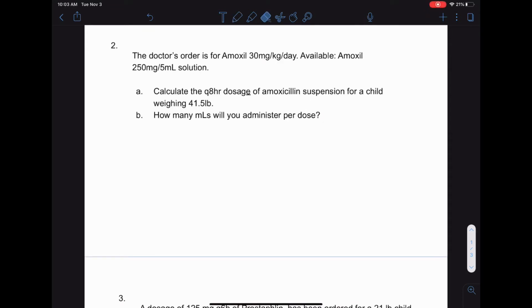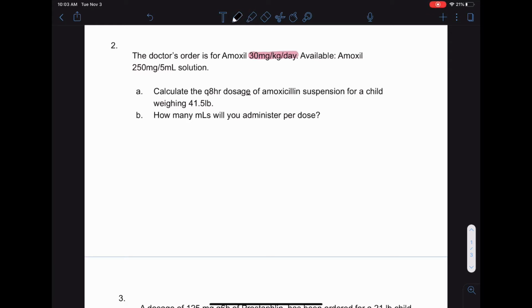Okay, number 2. The doctor's order is for amoxil 30 milligrams per kilogram per day, available as amoxil 250 milligrams per 5 ml solution. We're going to calculate the Q 8-hour dosage of amoxicillin suspension for a child weighing 41.5 pounds, and we're going to find out how many mils you will administer per dose. Okay, so we see that this is a weight-based problem.